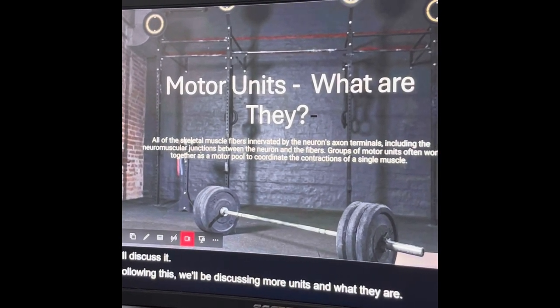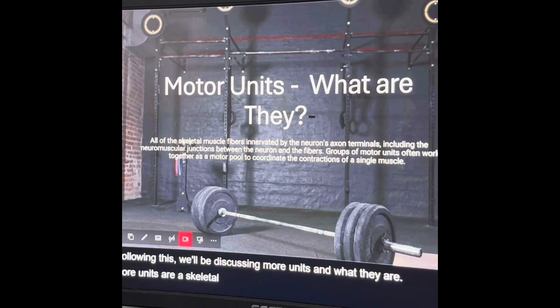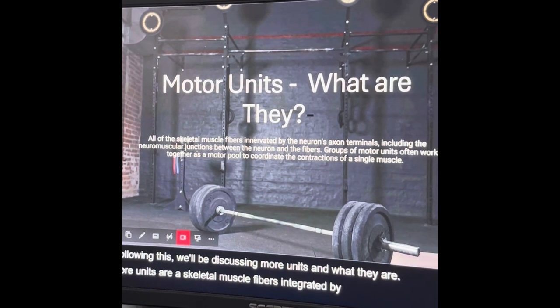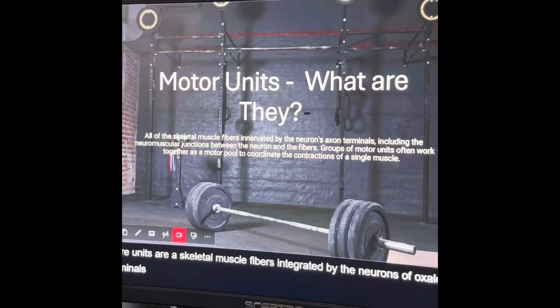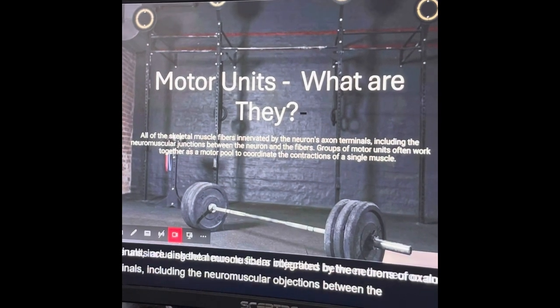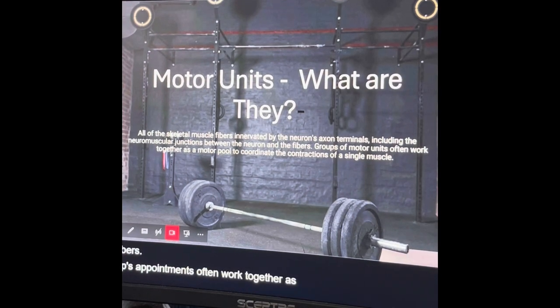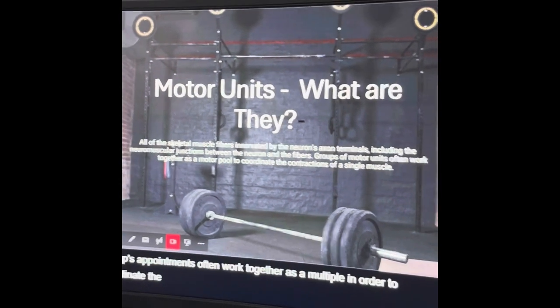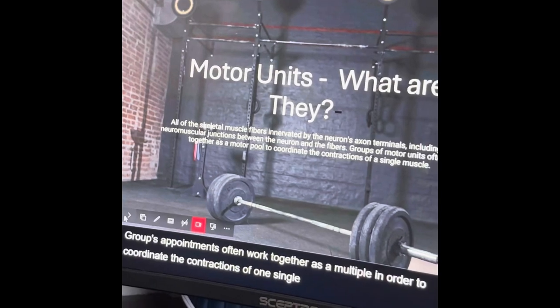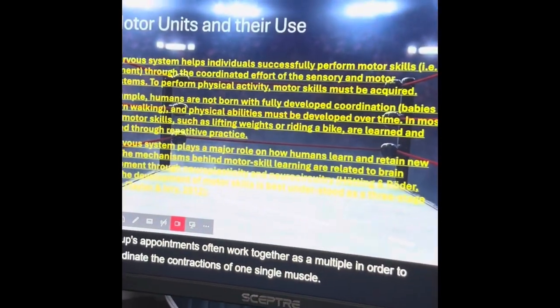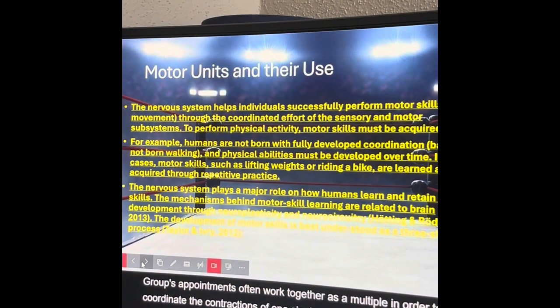Motor units are skeletal muscle fibers innervated by the neuron's axon terminals, including the neuromuscular junctions between the neuron and the fibers. Groups of motor units often work together as a motor pool in order to coordinate the contractions of one single muscle. Motor units and their usage.